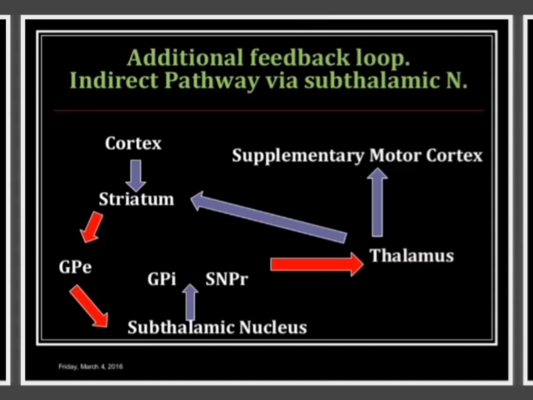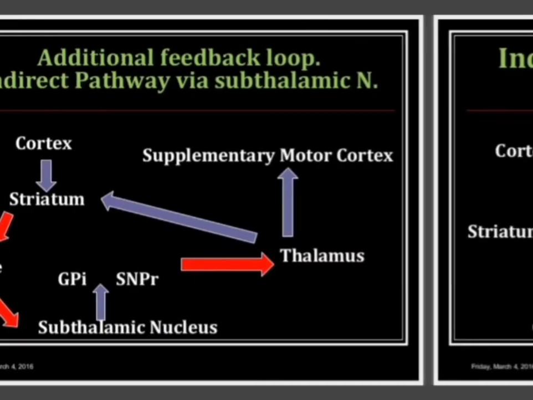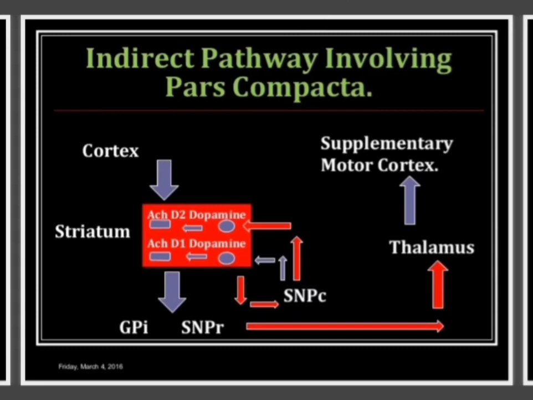फिर देखिए कॉर्टेक्स से स्ट्राइटम को आया, स्ट्राइटम से ग्लोबस पैलिडस एक्सटर्नल को, फिर वहाँ से सबथैलेमिक न्यूक्लियस, वहाँ से ग्लोबस पैलिडस इंटरनल, फिर सबस्टेंशिया नाइग्रा, वहाँ से थैलमस. थैलमस के दो पाथवे हैं, इधर बैक टू स्ट्राइटम और सप्लीमेंट्री मोटर कॉर्टेक्स. इनडायरेक्ट पाथवे इन्वॉल्विंग पार्स कंपैक्टा.